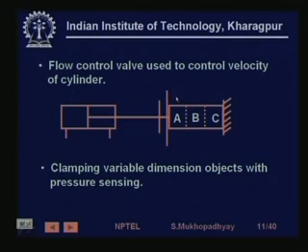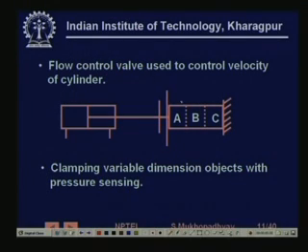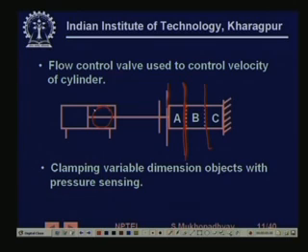So if the object is A, then at this point only the clamping force will be realized. If it is of size B, then at this point the clamping force will be realized. If it is C, how much the cylinder will move and where it will stop has to be determined based on the pressure developed in the chamber. So the back pressure will develop in the chamber when it cannot move again.